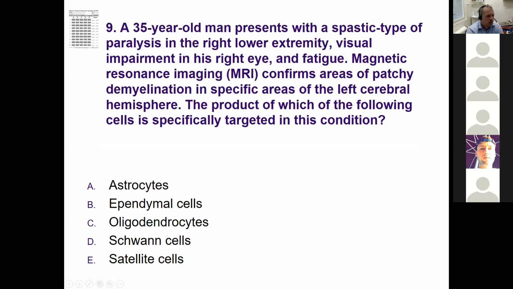Now, which cells, and I'm relaunching the polling now, which cells are producing the myelin here? And again, this is a very simple question. When we discuss these glia cells, you need to pick up one of these neuroglia cells, okay? When we discussed these glia, I believe we mentioned the function of every single glia type here. So this should be very easy for you.